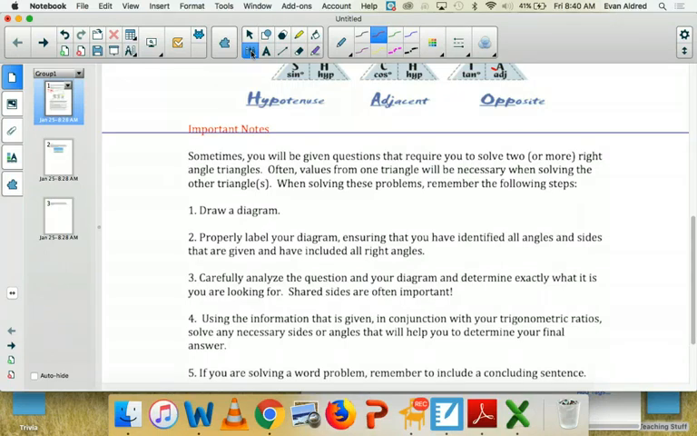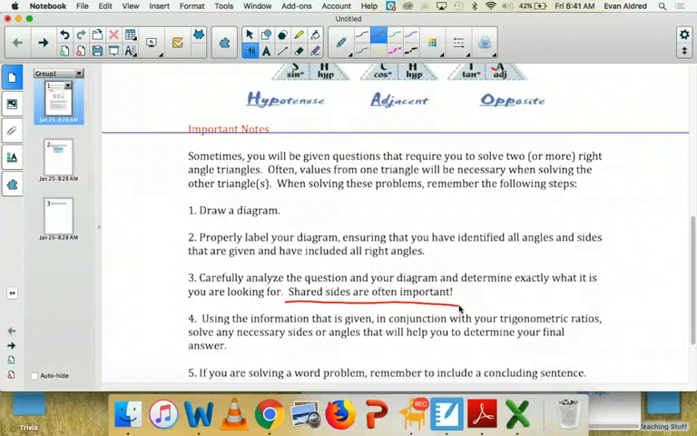Step 3 is going to carefully reanalyze the question once you've built your diagrams and figure out exactly what side or what angle on the diagram you're looking for. And it may be multiple sides or multiple angles even, depending on the question. And this note right here is really important, and we'll see this come into play a little bit later. If you have two triangles that are stacked on top of each other, sides that are shared between the two triangles are often really important. Oftentimes, one of your first steps, if not your first step once your diagram is drawn, is going to be to solve for a side that's shared between triangles.